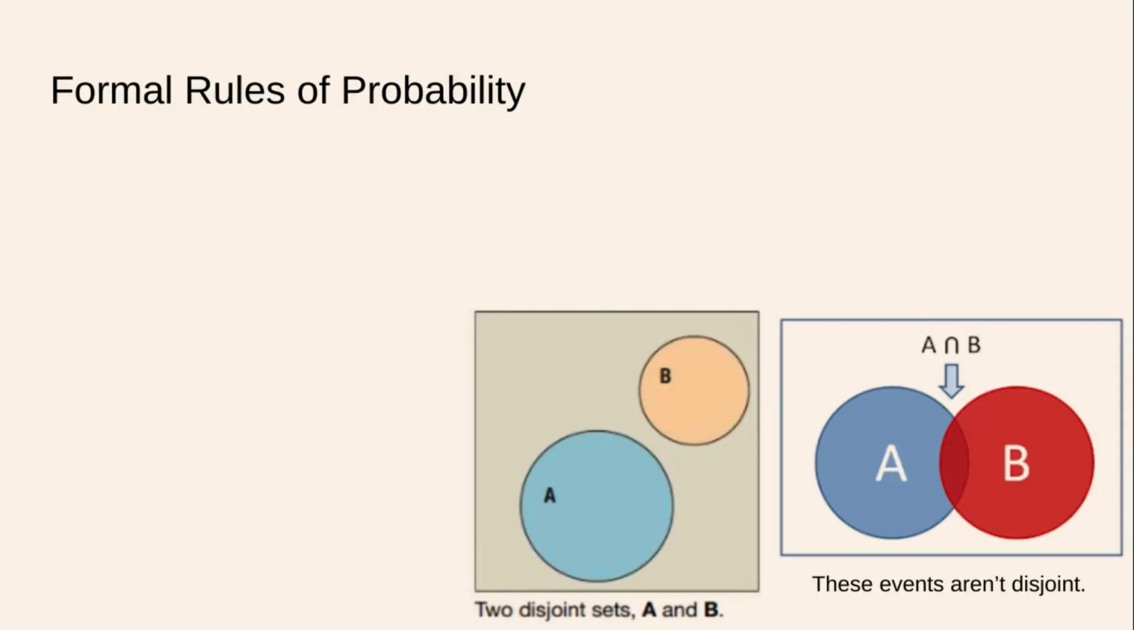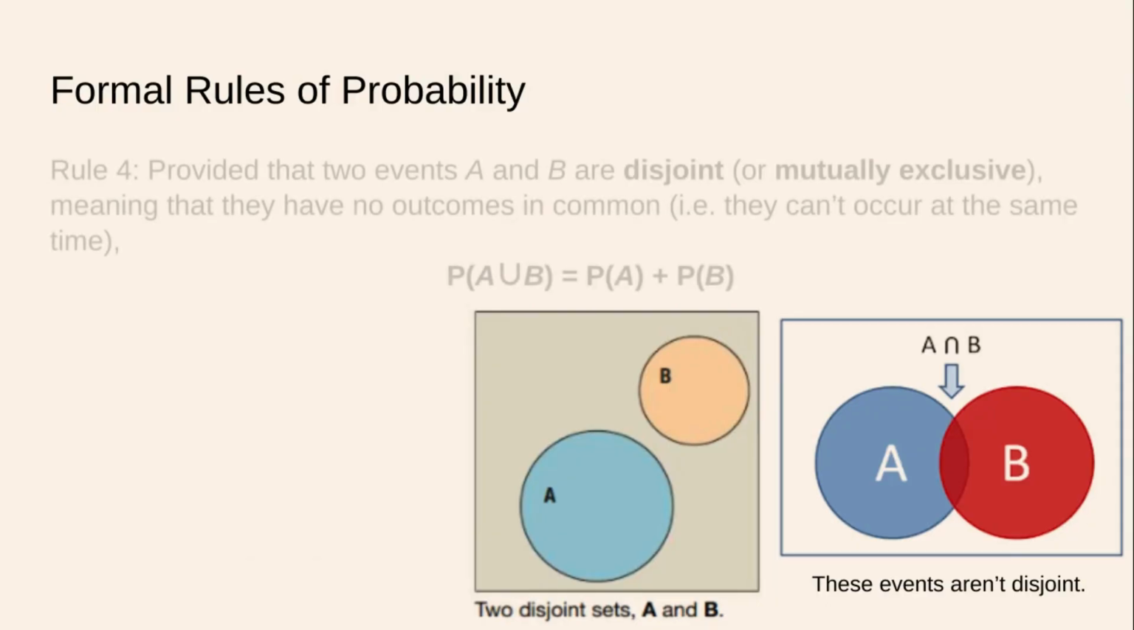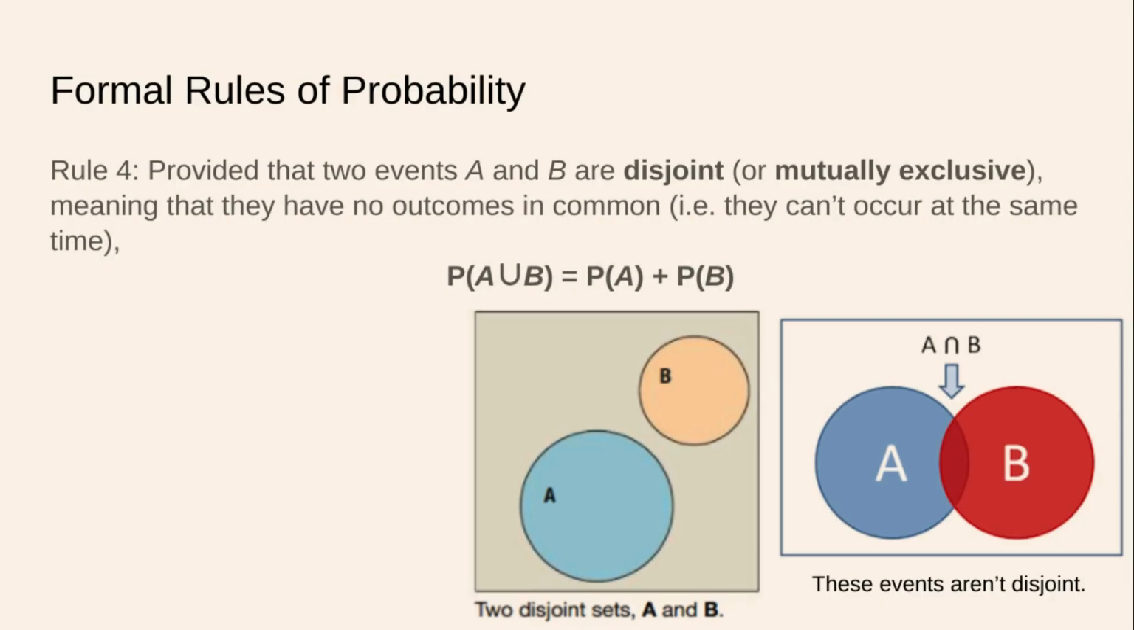Now let's get into some more interesting rules of probability. Rule number 4, provided that two events A and B are what we call disjoint, another phrase that you might hear that means the same thing is mutually exclusive, meaning that they have no outcomes in common, that is, that the events cannot occur at the same time.